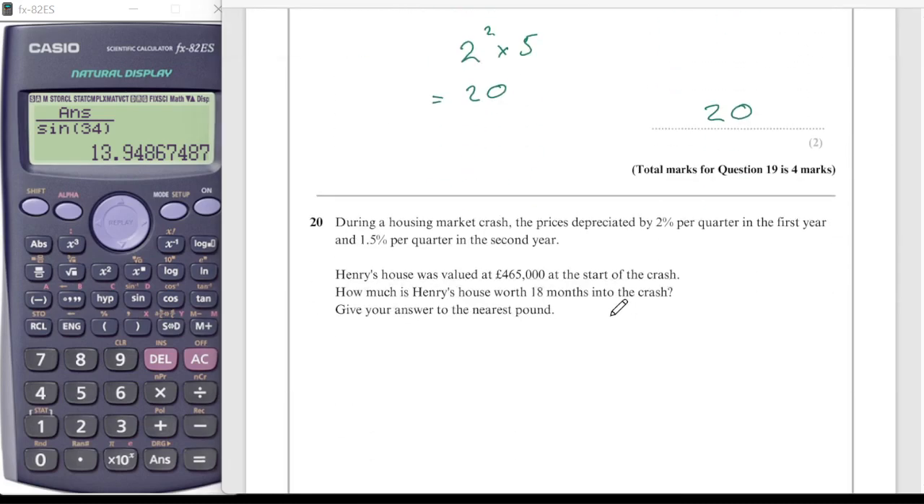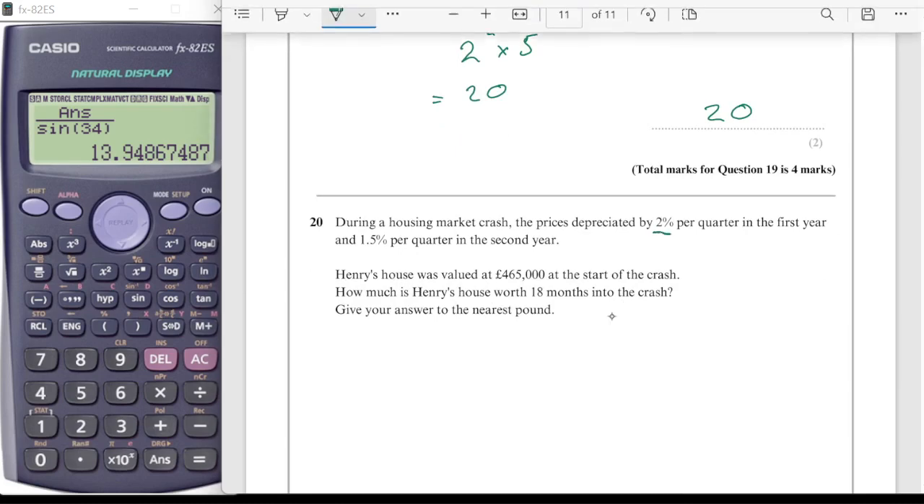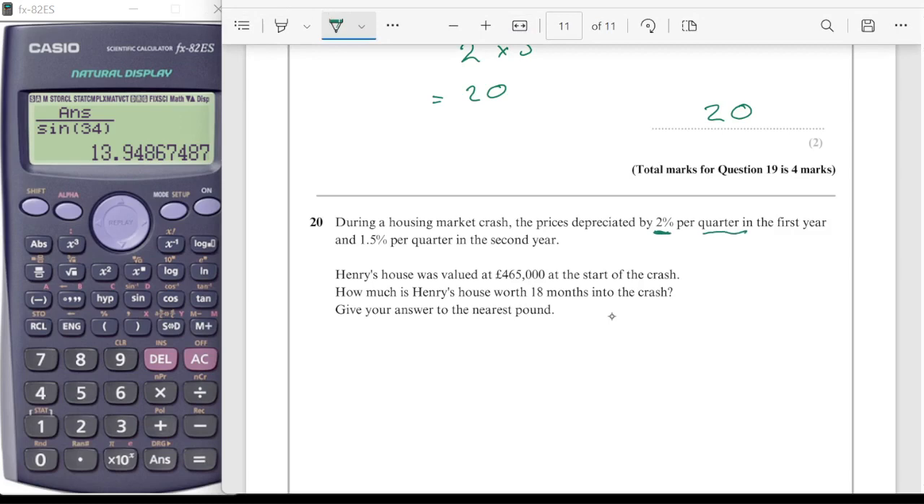Right, question 20. During a housing market crash, the price depreciates by 2% per quarter in the first year and 1.5 per quarter in the second year. Henry's house was valued at $465,000 at the start of the crash. How much is Henry's house worth 18 months into the crash? Give your answer to the nearest pound.